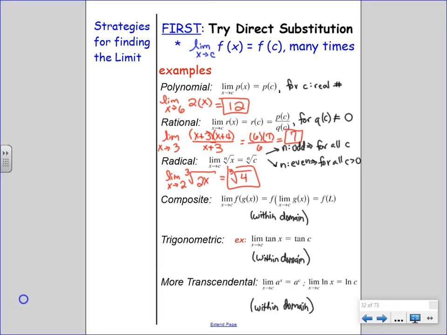Okay, composite function, group number 3. F of x equals x squared. Okay. G of x equals x cubed. Okay. And then the limit as x approaches 2 of f of g of x.